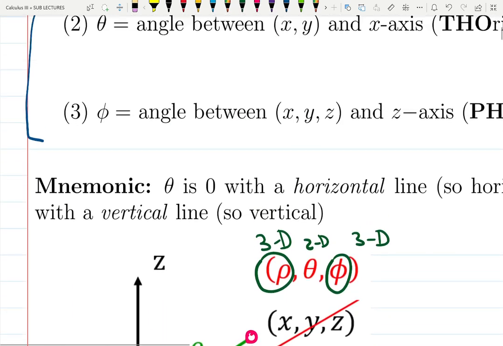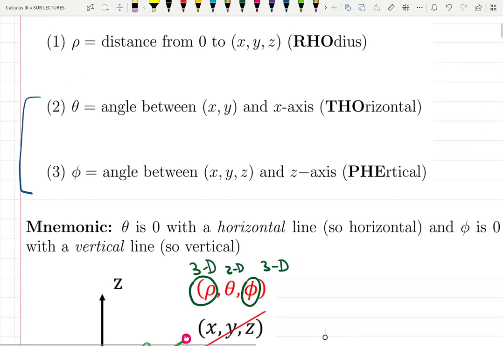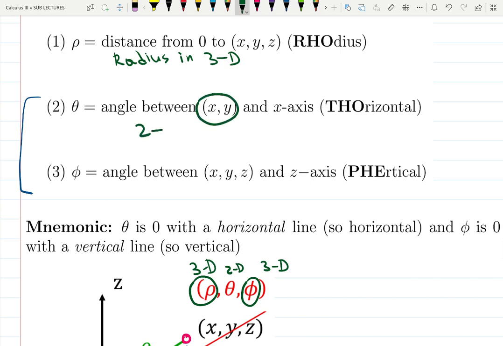And the definition of each looks like this. Rho is the distance from 0 to the point. It's still a radius, now we just call it a radius. It's a joke, but it's a radius in 3D. Theta is still the same angle we had before. It's in 2D. Theta is the angle between the two-dimensional point x, y and the x-axis. That one is in 2D.